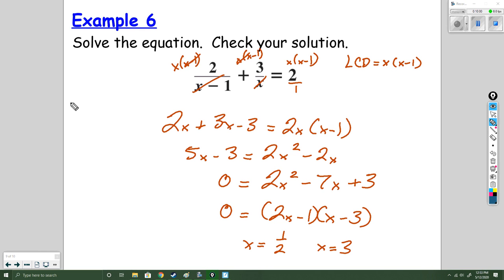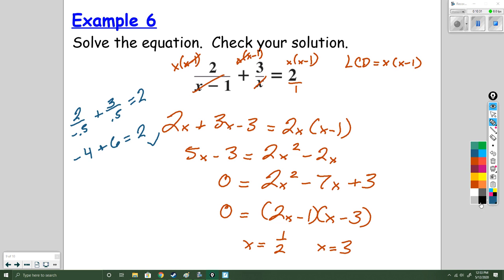So on in blue, I'm going to check 1/2. So we have 2 over 1/2 minus 1, which is negative 0.5. Okay, and then 3 over 0.5 equals 2. Now 2 over negative 1/2 would be negative 4. 3 over 1/2 would be 6. And negative 4 plus 6 is 2. So that does work. And then let me do this in black with 3.